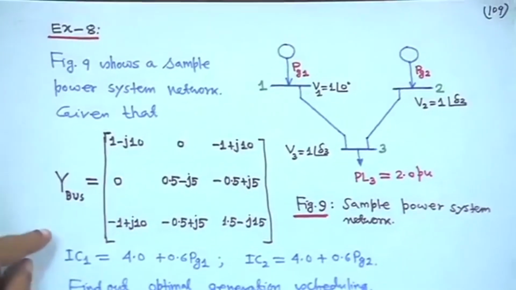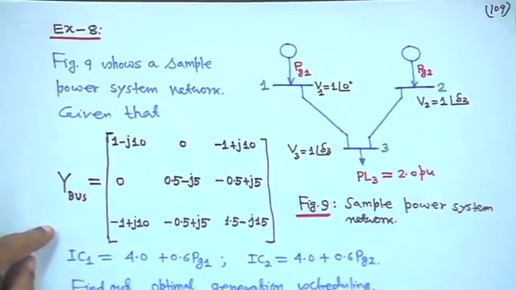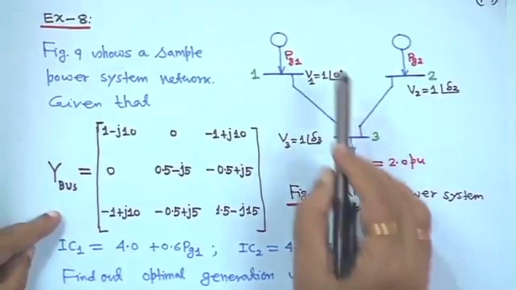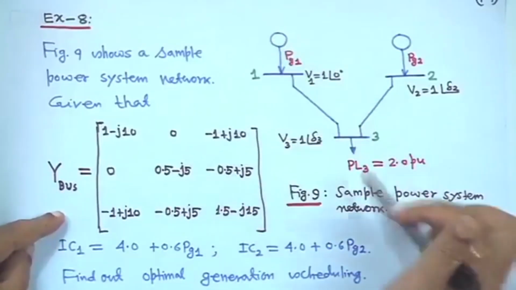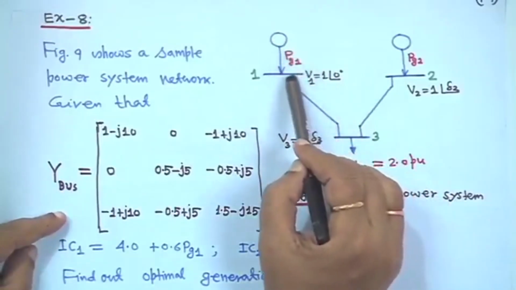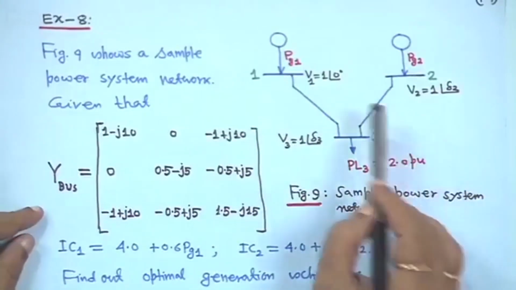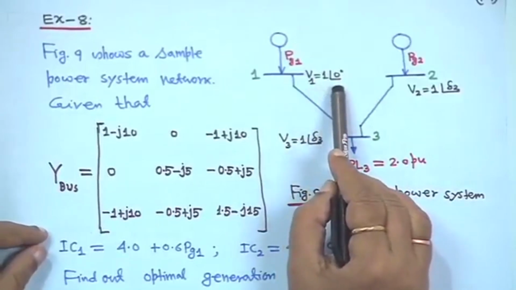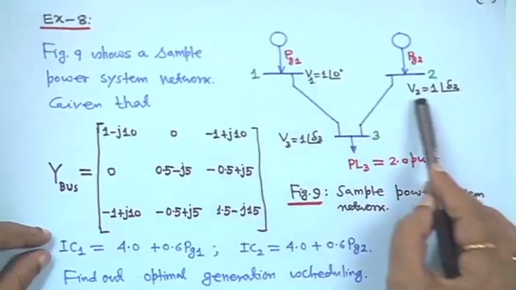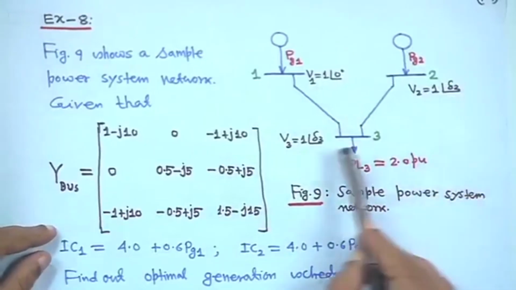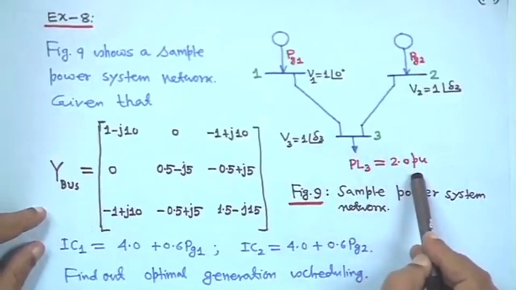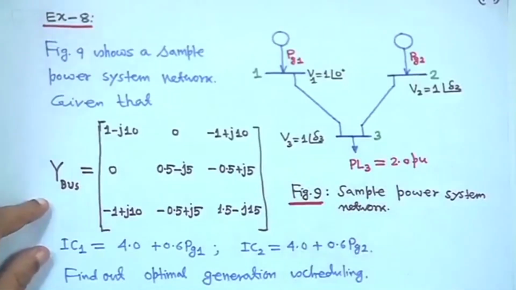Okay. Then next we will take an example, and just see how things are happening. Suppose you have a 3 bus problem with 2 generators. Here the power is Pg1 and here Pg2. The voltage at bus 1 is given as V1 equal to 1 angle 0, and this is bus 2, with V2 equal to 1 angle delta 2, and V3 equal to 1 angle delta 3, this is bus 3, and PL3 is given as 2 per unit, because here we are dealing with real power only.